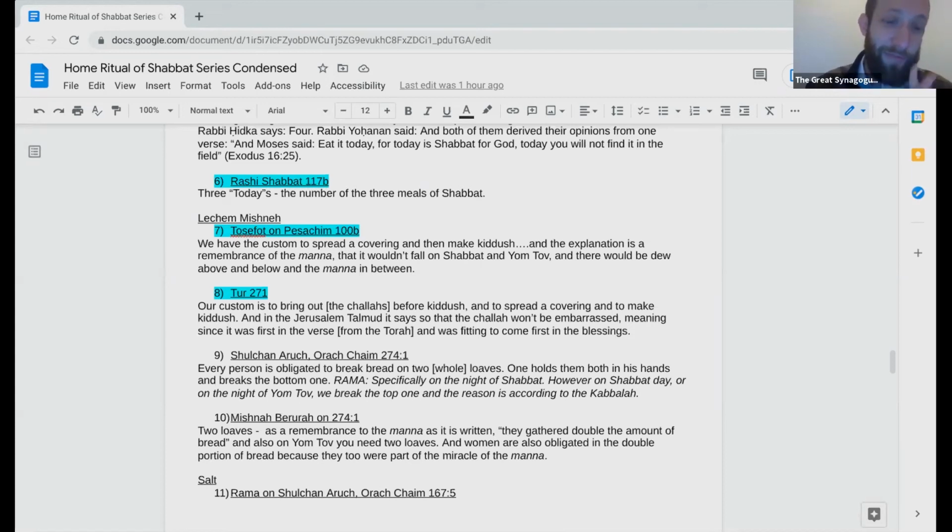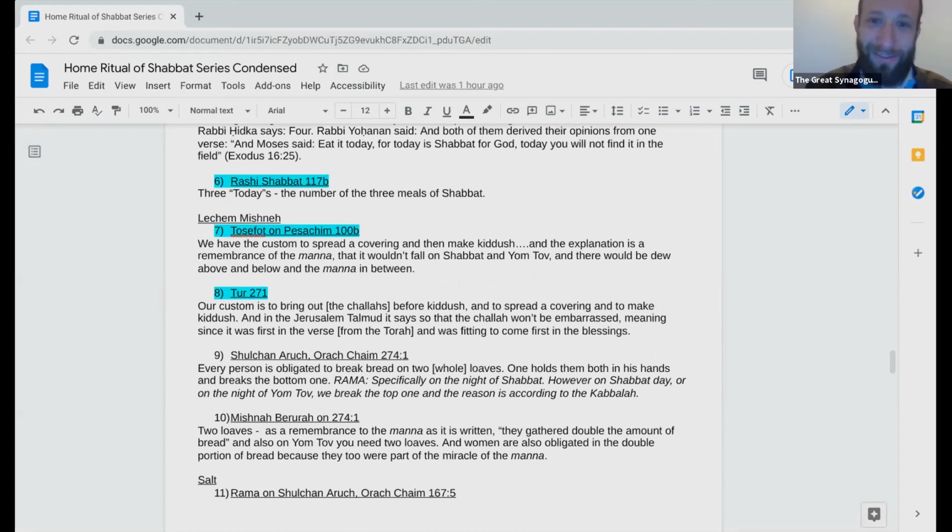Okay, the next source from the Torah. Our custom is to bring out the challahs before Kiddush and to spread a covering and to make Kiddush. And in the Jerusalem Talmud, it says, so the challah won't be embarrassed, meaning since it was first in the verse from the Torah and was fitting to come first in the blessings. So challah, the blessing on bread, is normally the first blessing.